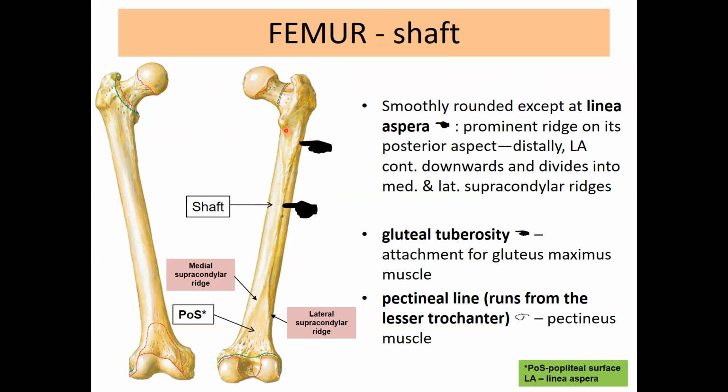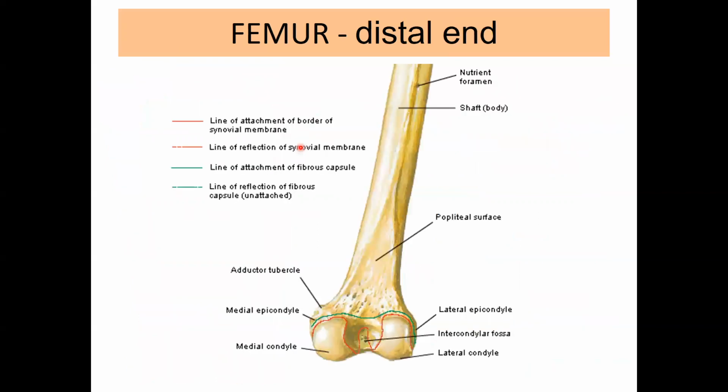The pectineal line is this one, running down from the lesser trochanter. This is the pectineal line that provides attachment for the pectineus muscle. All right, the distal end of the femur. So down here is the distal end of the femur.